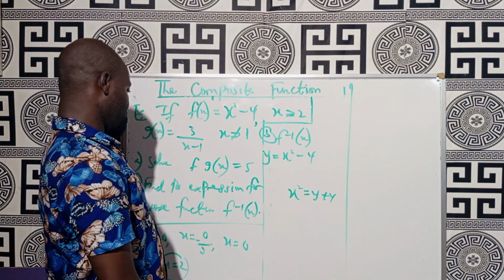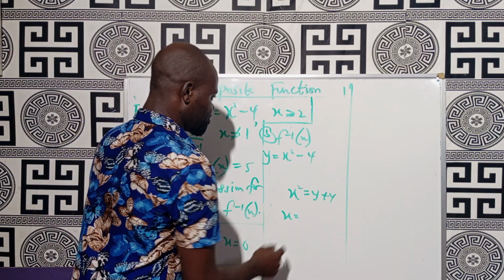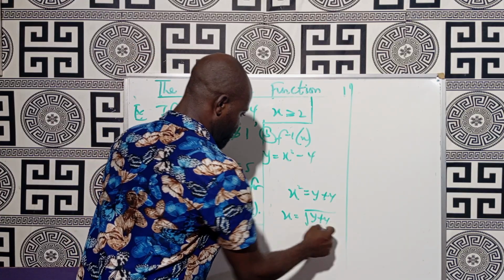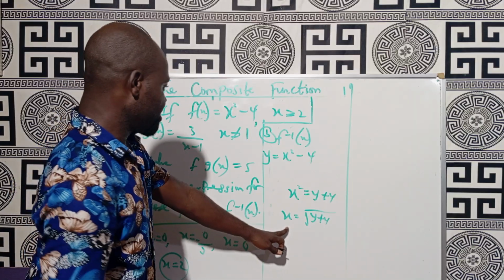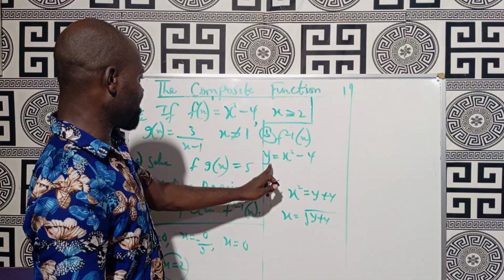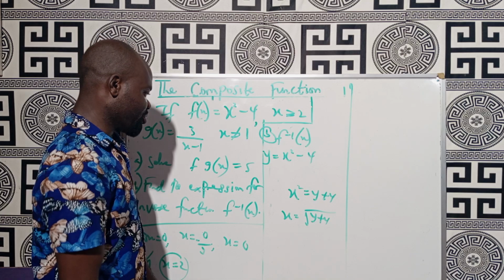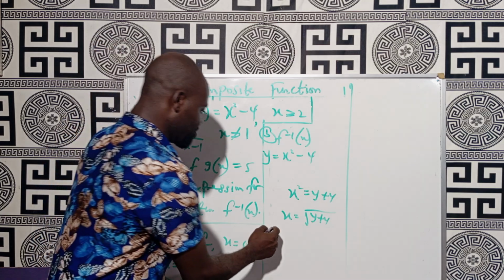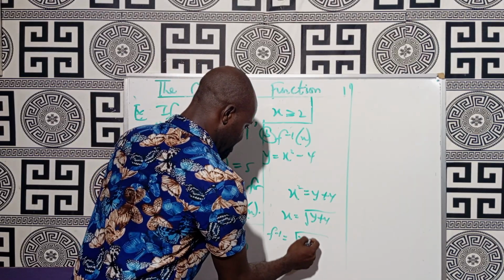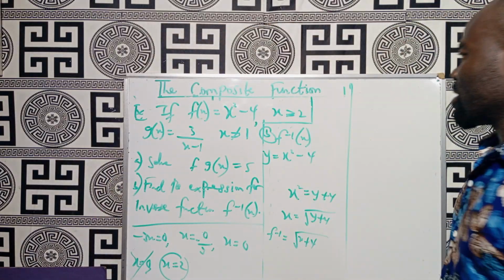And that means what? x equals what? Square root of y plus 4. Understood? See, now our f minus 1 is this. So we make it to be y, equals to this. So x equals square root of y plus 4. And that means our inverse, which is f minus 1, will now be what? Square root, we will remove y and put x plus 4. Can we do this?